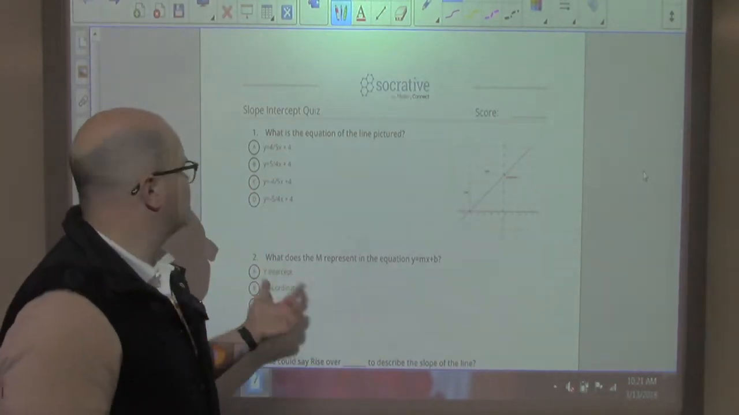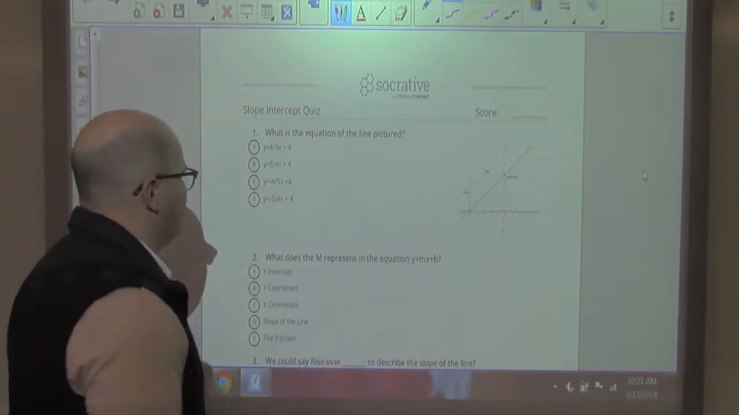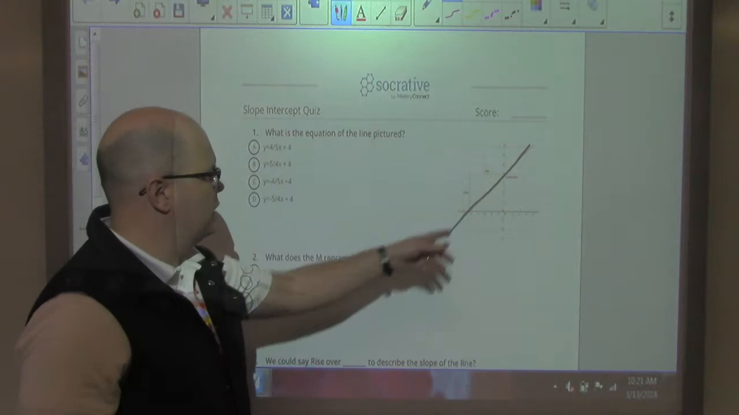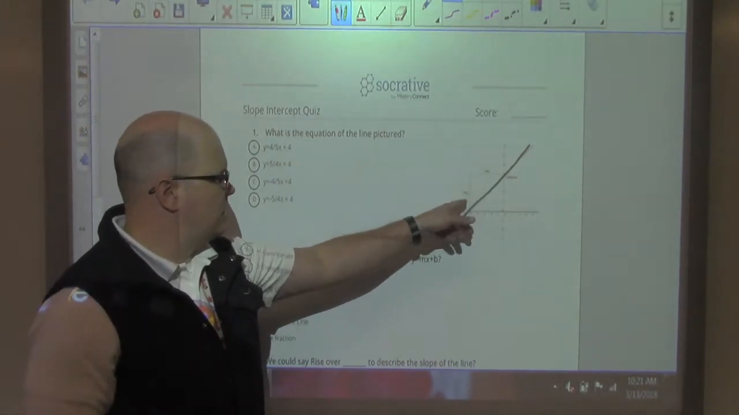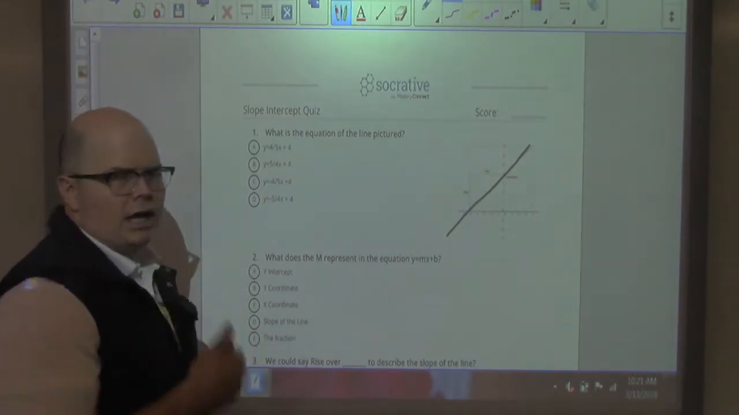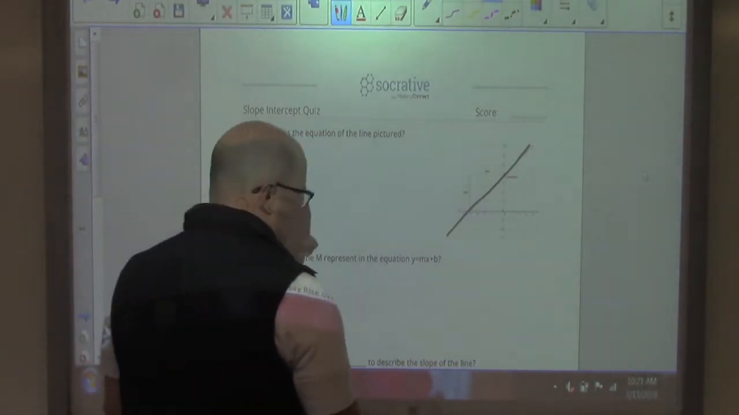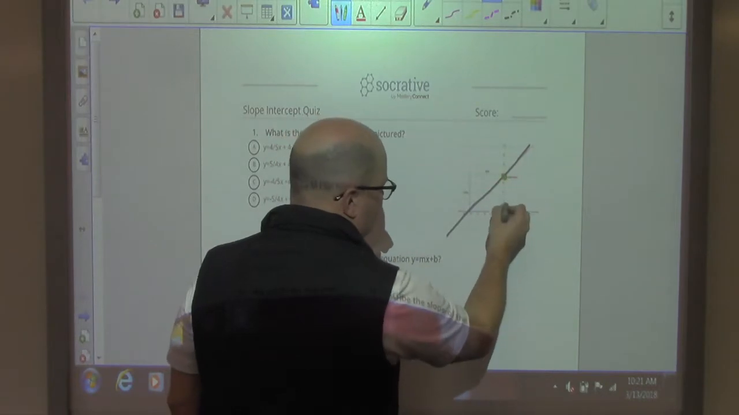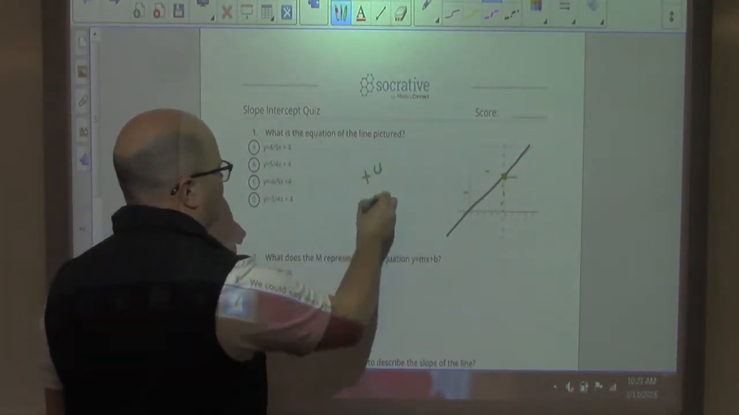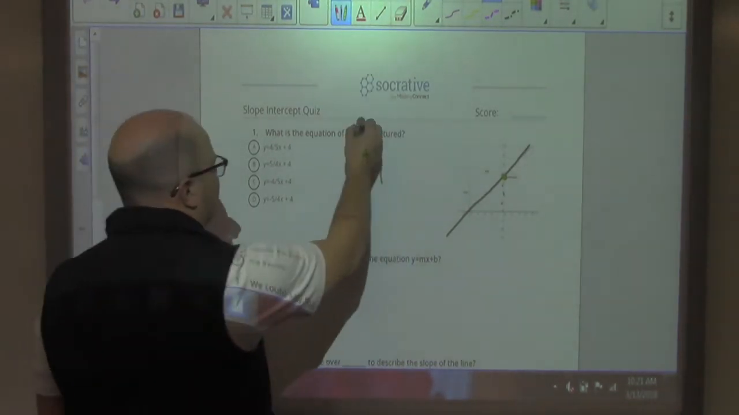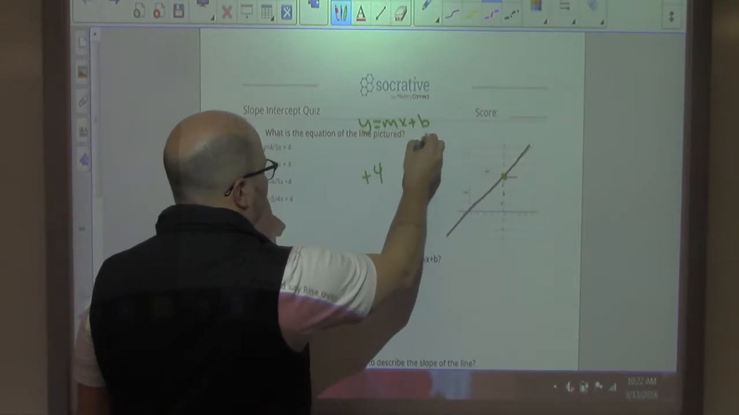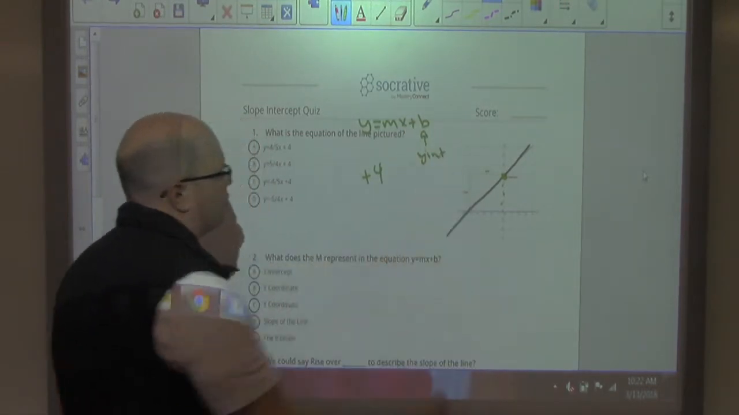Our first problem says, what is the equation of the line pictured? So we have to look at this line, and it had some hints in there. It said rise and it said run. So all you have to do is figure out, A, where your y-intercept is, which in this case is right here, which is 1, 2, 3, 4 units up. So I know it's going to end with a plus 4, because in my equation, y equals mx plus b, this is my y-intercept.